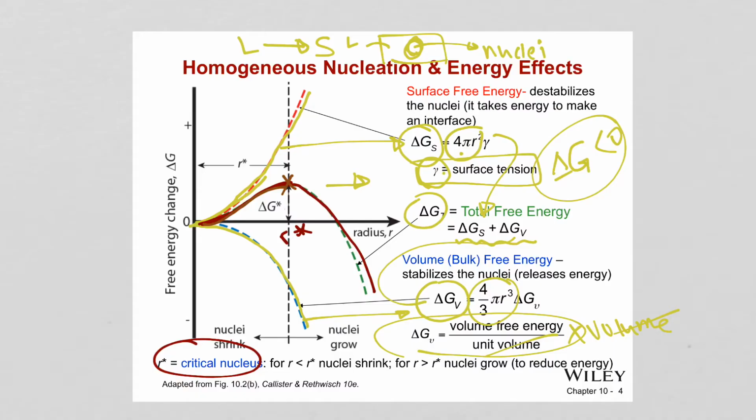But once we pass that R star, the critical nucleus, and go above, as you can see, delta G is decreasing, meaning this term here is becoming more dominant, and it is decreasing the total free energy. As we are decreasing the free energy, that means the structure is becoming more stable. Therefore, once you pass that R star, the nuclei will continue to grow. It is now thermodynamically, energetically stable.